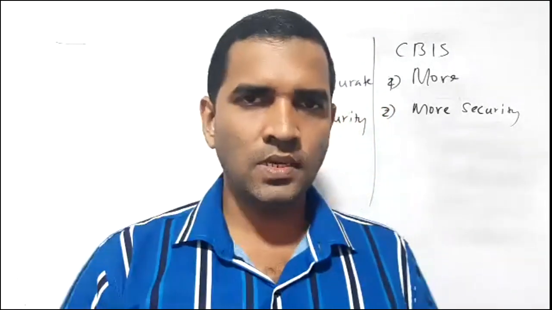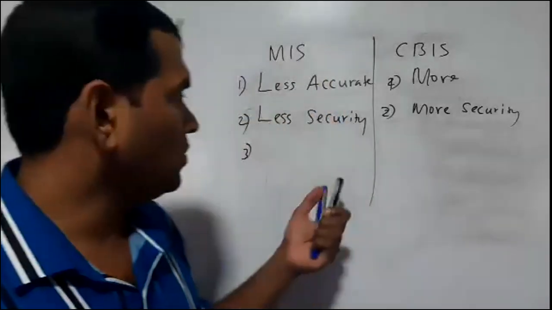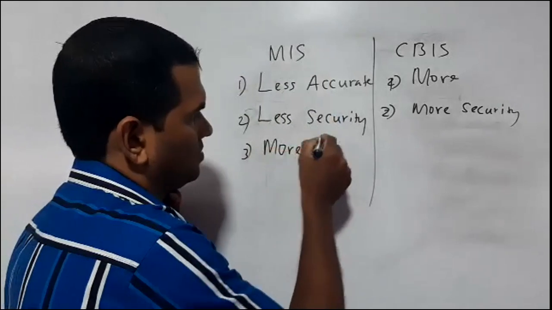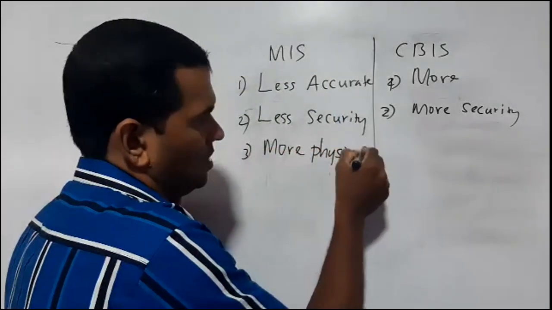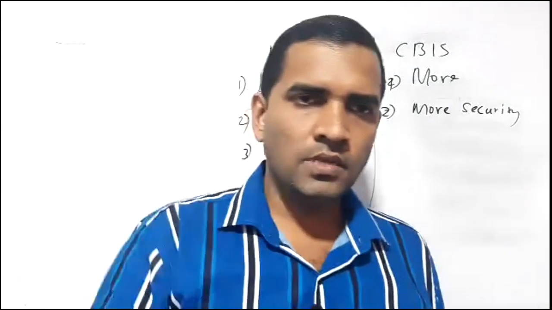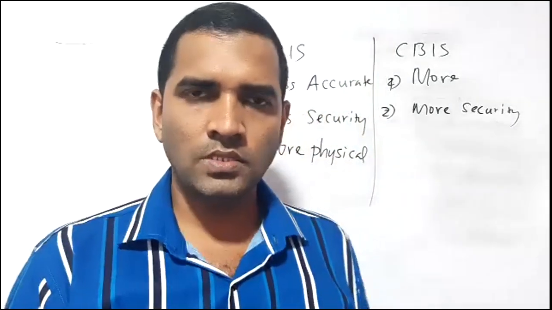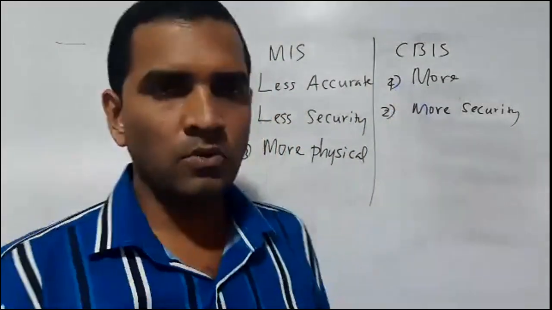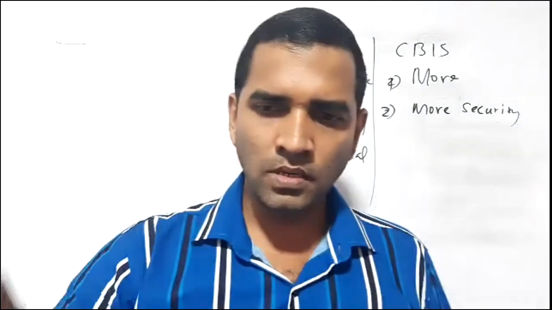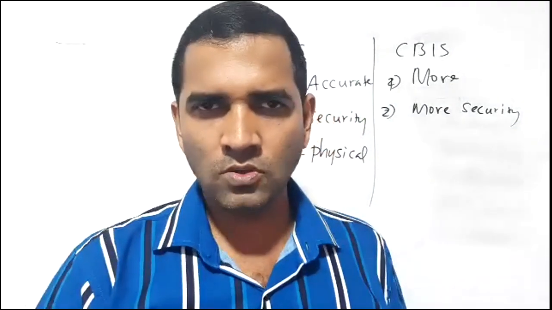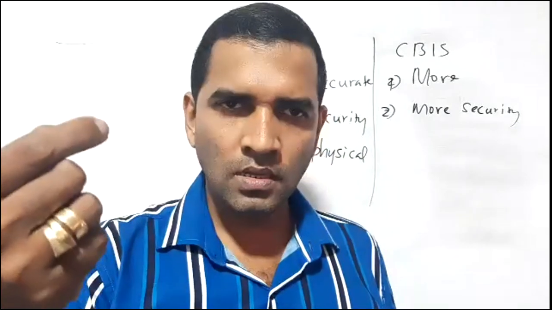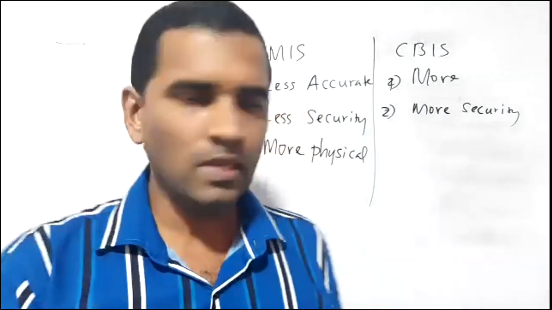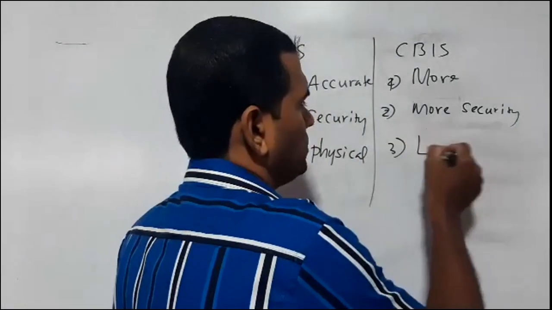You need more physical space for storage in manual, right? More physical space. Because as we discussed, the data are kept in files, cupboards, right? So you need more space for keeping your data. But here in computer-based information system, data are kept in electronic medium, maybe in a hard disk or maybe in a SIM card, maybe in a memory card. So definitely the amount of physical space is very, very less. Okay, so it is less space.